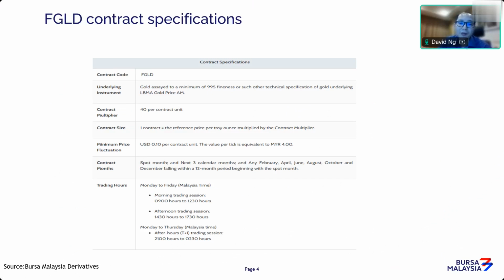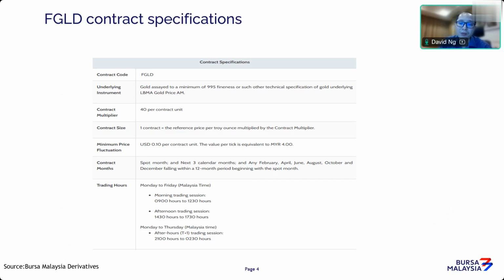The good thing about the revamped FGLD contract by Bursa Malaysia is that the price as quoted is now denominated in US dollar. So when you're comparing with other international gold prices, especially COMEX gold, you can relate. Given that the prices you see on the screen for the FGLD are quoted in US dollar, it makes comparison easier, and therefore it enables traders to really anticipate the movement of the gold market.